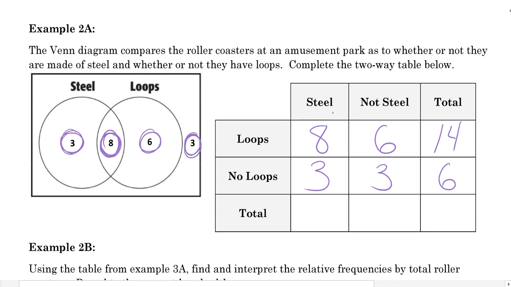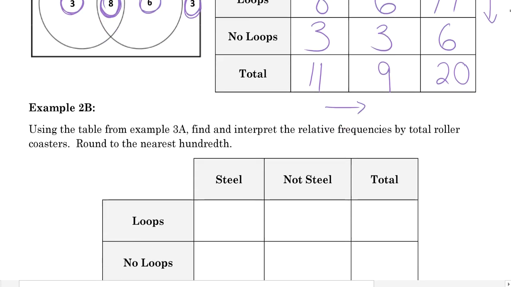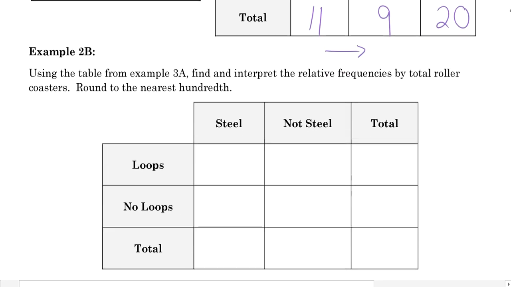The number of steel coasters, 8 plus 3, we get 11. And then the not steel coasters, that's 9. And then we can either add going down or add going to the right, and that is 20 coasters in all at this amusement park. Okay, so let's look down at the relative frequency.